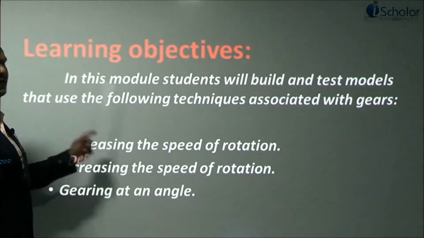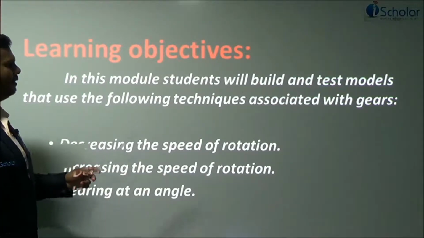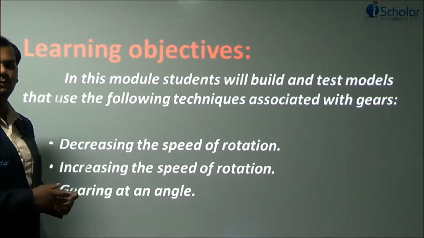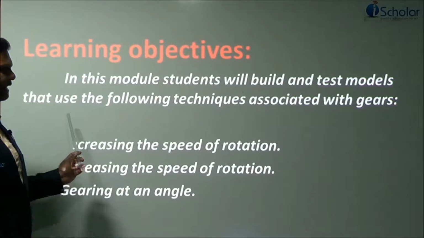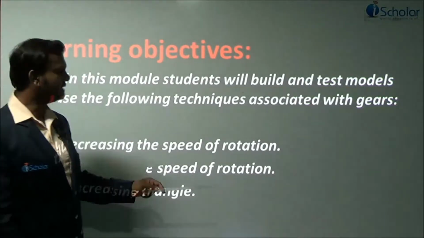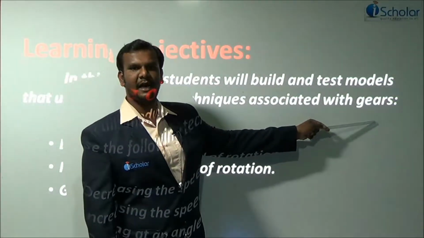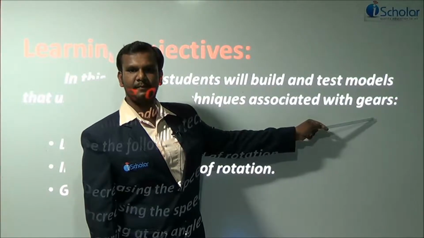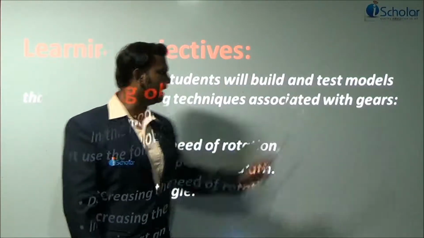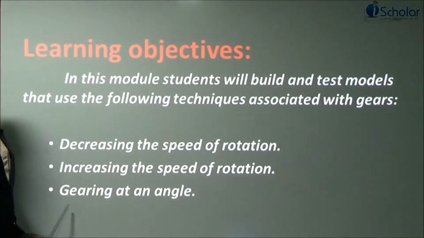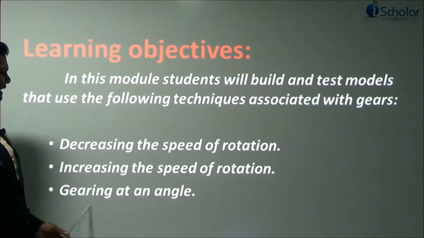Next, learning objectives. What are the learning objectives for this module? In this module, students will build and test those models to see whether they are working or not. This particular model is completely associated with gears. This component is very important. We will see what a gear is in the component description one by one. Based on this gear, we can perform these 3 activities: decreasing the speed of rotation, increasing the speed of rotation, and gearing at an angle.